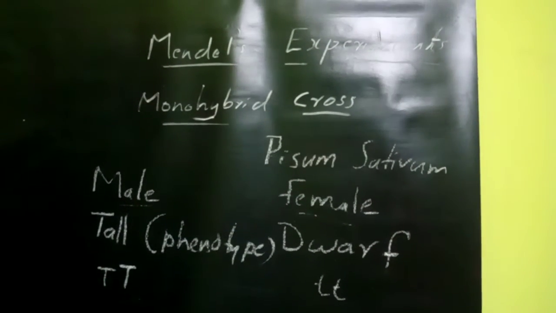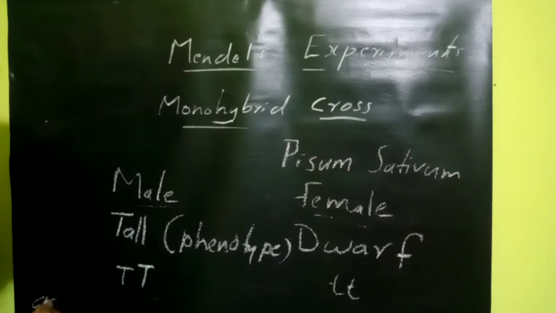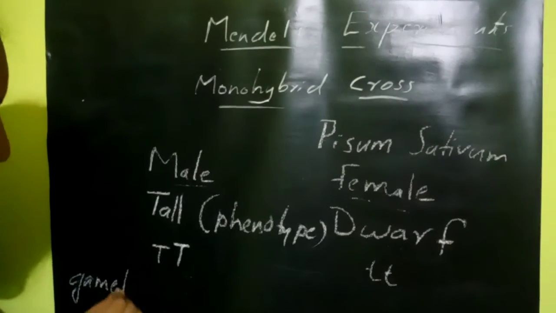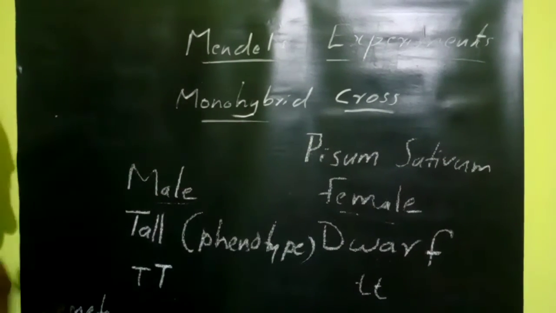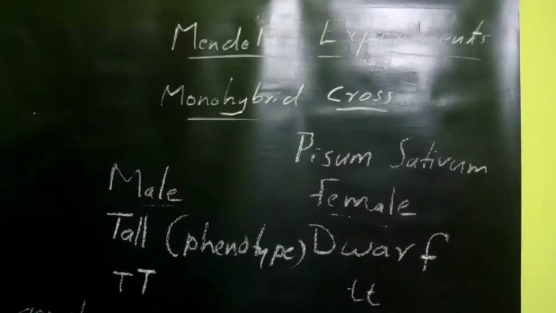The next is the formation of gametes. We want to see what type of gametes. A number of characters may be there.